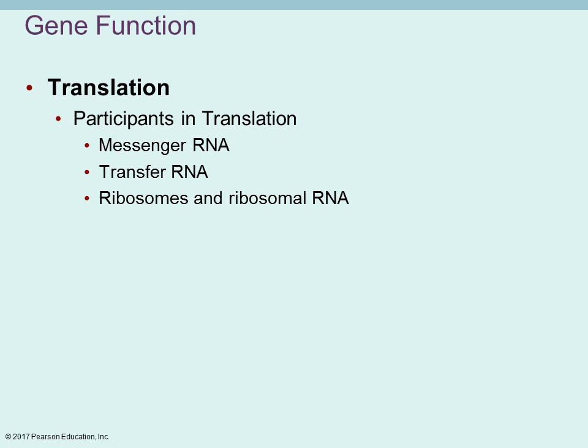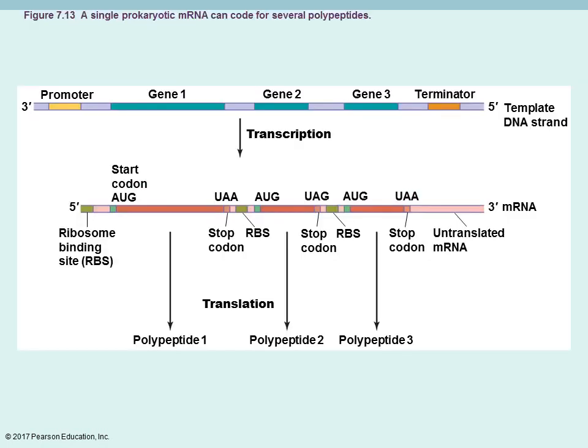There are going to be different players with translation. You've got messenger RNA or mRNA. You've got transfer RNA or tRNA. And then you've got the ribosomes, and you also have ribosomal RNA or rRNA. So a single prokaryotic mRNA can actually code for several different proteins, depending on where you start and where you stop.